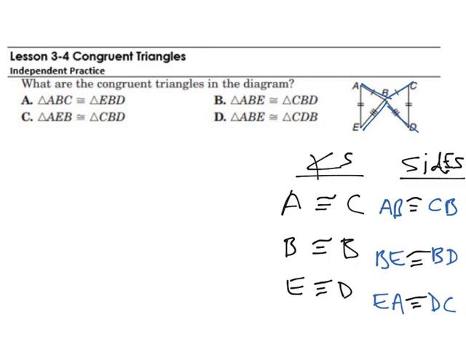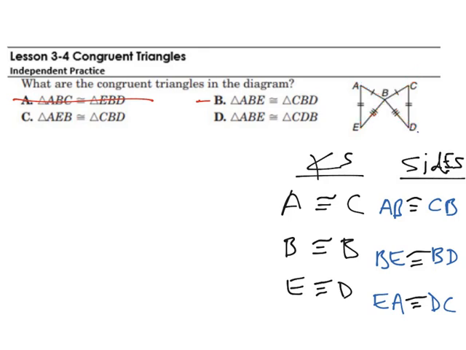Now let's look at our answer choices. ABC is not even a triangle, so that's wrong. AEB, that's wrong too. We'll go to option B: ABE is congruent to CBD. So A to B to E, and then C to B to D. This is going to be the correct choice, but let's make sure the other ones are incorrect.